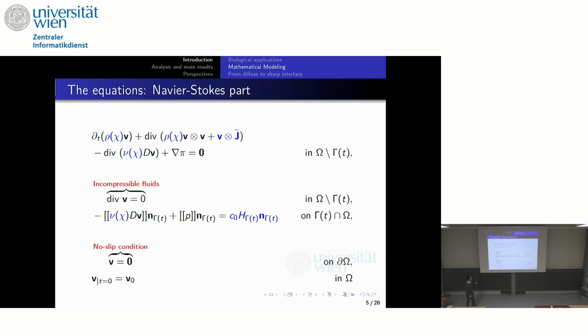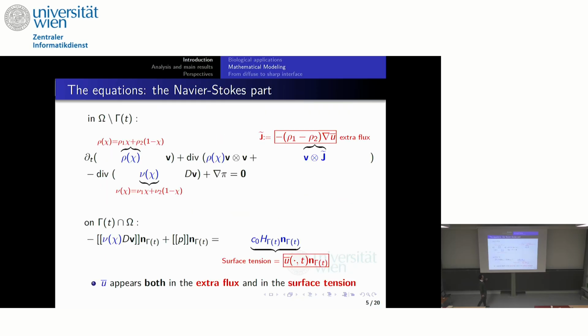So we consider fluids which have a different density. This ρ of χ is a density which is basically a linear combination of the two. When we are inside, we have ρ1. When we are outside the cell, we have ρ2. And the same for the viscosity. So we also have a viscosity depending on the local phase.